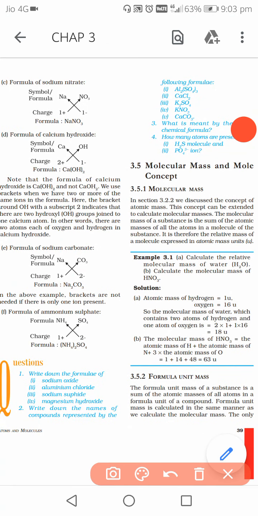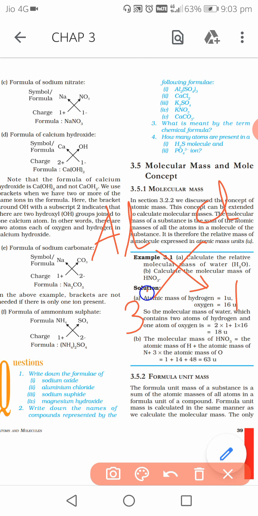Okay, so here the first question is to write down the formula. Some of these formulas you have already written, like sodium oxide. I think I gave you homework. Aluminium chloride. You know how to write it, because first we write it like this, with chlorine. For aluminium the charge is 3, chlorine is 1, so by cross multiplication it will be Al, then Cl3. Okay, this is the formula for aluminium chloride.